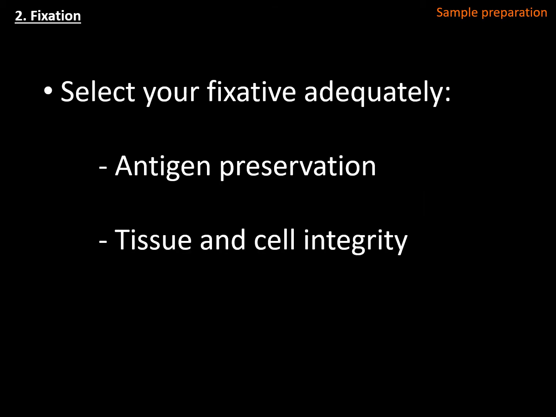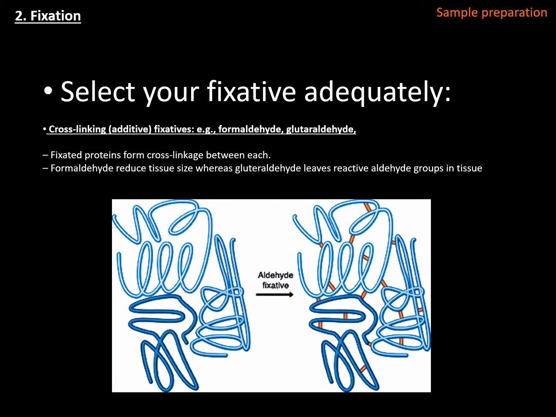So, the fixation, which is key for immunohistochemistry, starts with selecting your fixative adequately. Two key points should be in your mind all the time. First, antigen preservation, and also tissue and cell integrity. And this is because the fixation conditions can change both the antigen and the cell integrity and morphology of your tissue. The most widely used fixatives are cross-linking fixatives. These are most commonly formaldehyde and glutaraldehyde. They fix proteins by cross-linking them to each other.